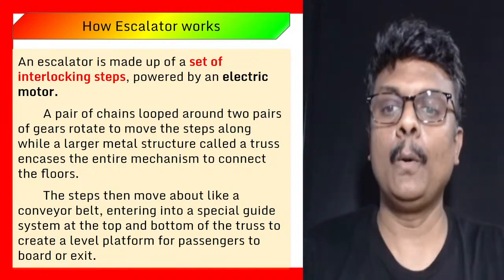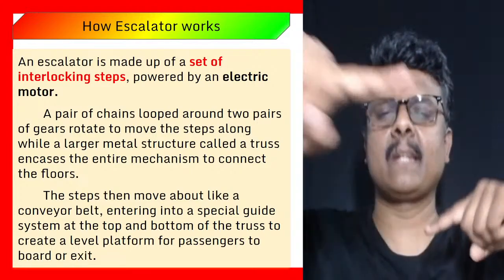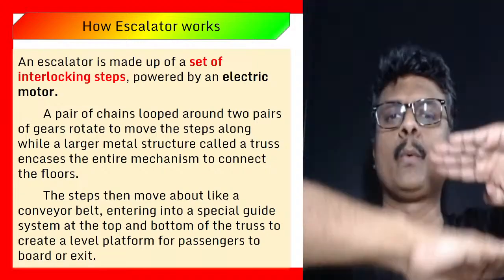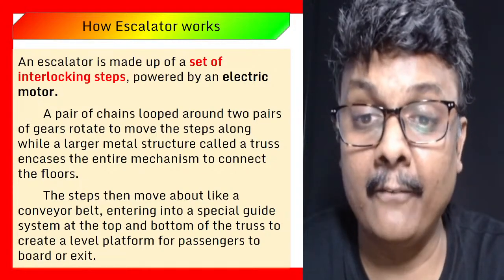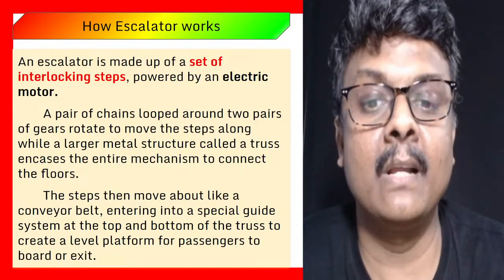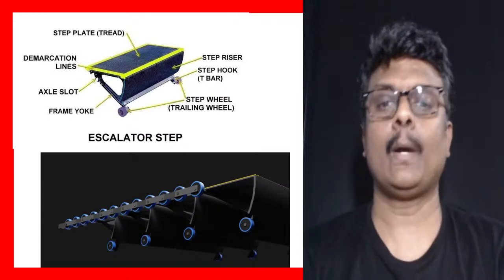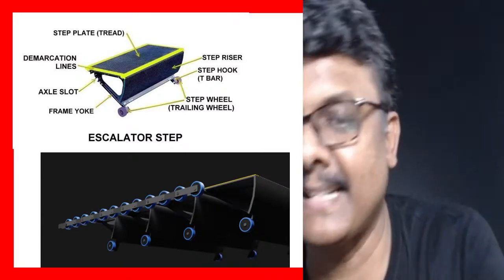Perfect. So, a pair of chains loops like a typical conveyor belt style. Top sprocket assembly, bottom sprocket assembly, like a conveyor belt, it keeps moving like this. Clear? The steps then move like a conveyor belt, entering into a special guide system. Cool? So look at it. How does that step work?